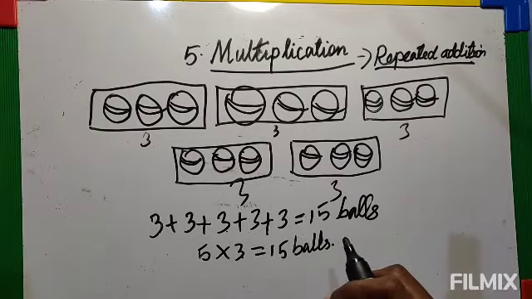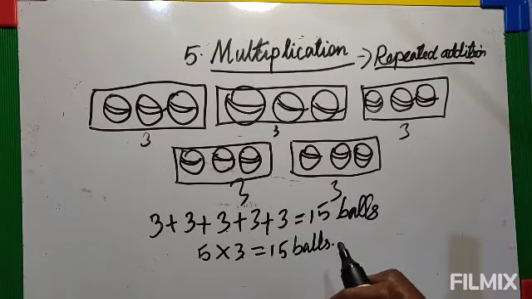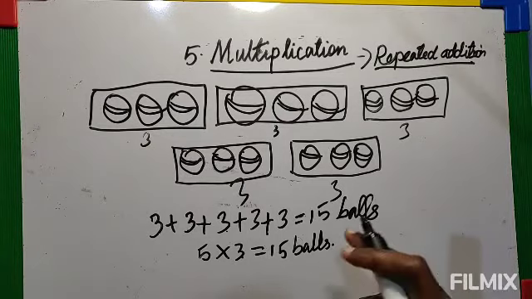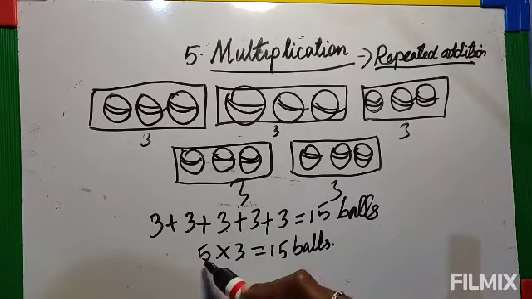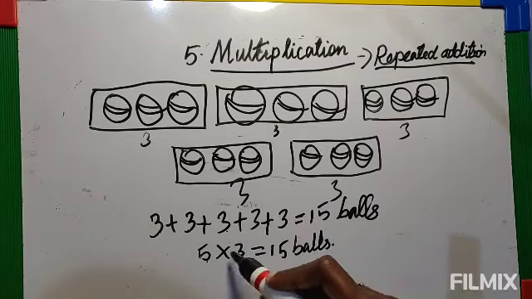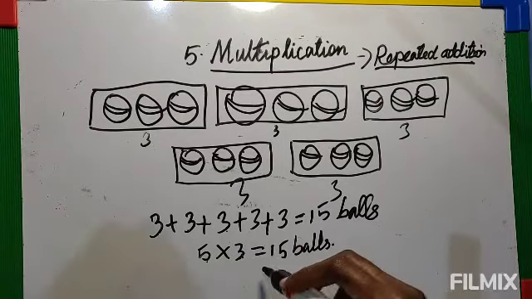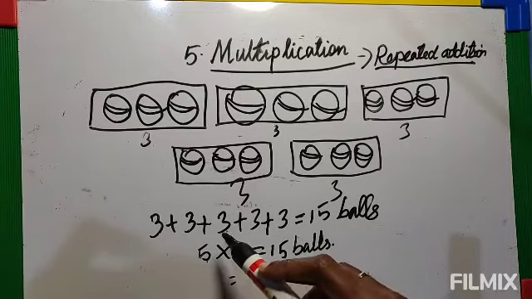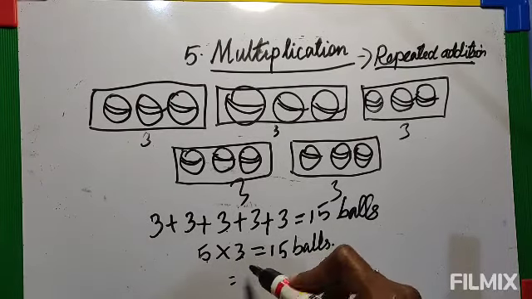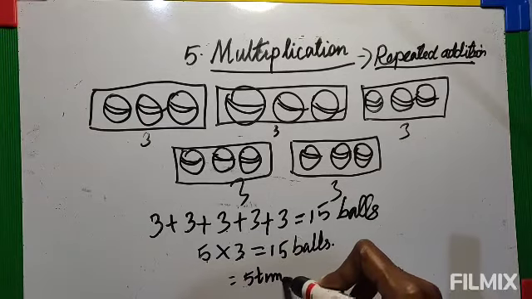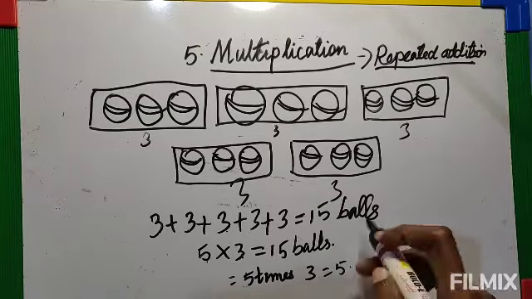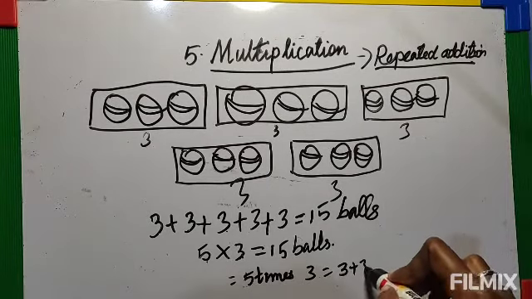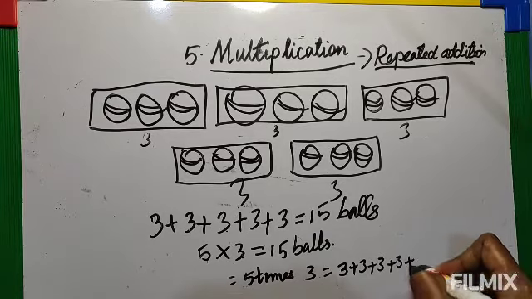Multiplication and repeated addition, you must remember. The one number you are adding again and again becomes multiplication. Here this number you have to add 5 times. So 5 into 3, 3 is added 5 times. So it is 5 into 3, 15 balls. You can write 5 into 3, otherwise 5 times 3. Otherwise in repeated addition you can write 3 plus 3 plus 3 plus 3 plus 3.